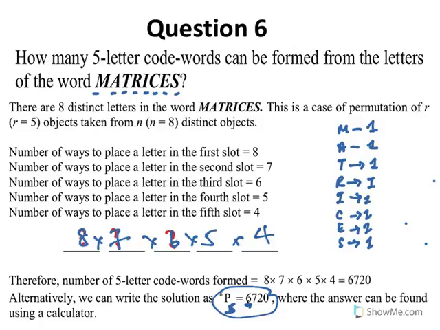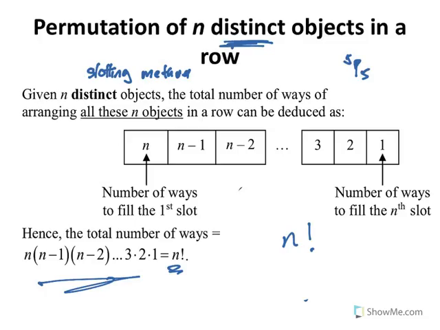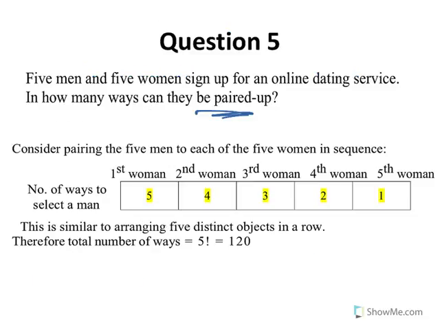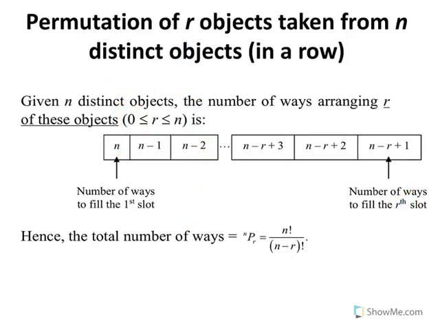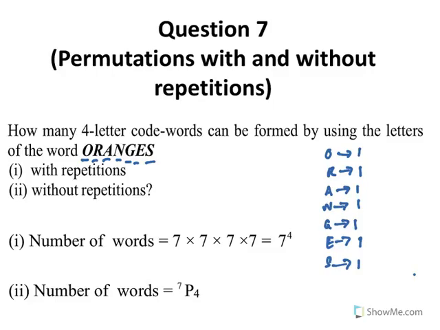This is for permutation of r objects from n distinct items in a row. Okay? r objects from n distinct items in a row. So I hope you appreciate why the teacher tells us the items are not repeated. There are n distinct objects.